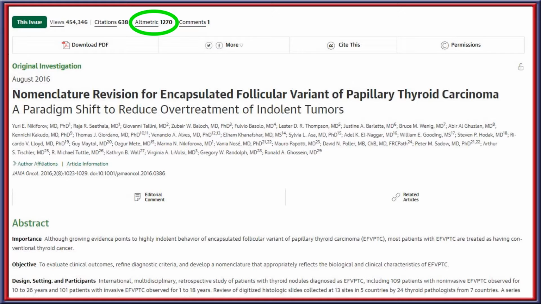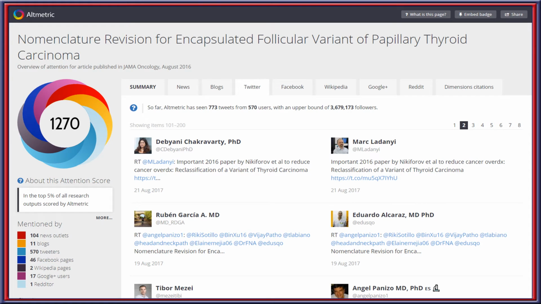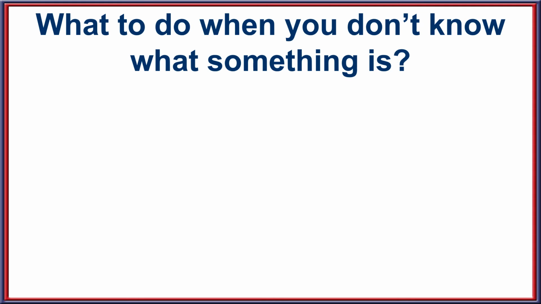So I'm going to talk just for a moment about the altmetric score. Here you can see it's 1270. What is altmetric? Well, it's a measurement of the social media, the social impact that comes from such a paper. And you can see here that it had a score of 1270, which puts it into the top 5% of all research outputs ever examined by altmetric. Isn't that fantastic? It means I'm actually on a paper that was successful.